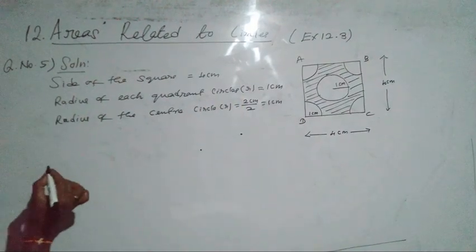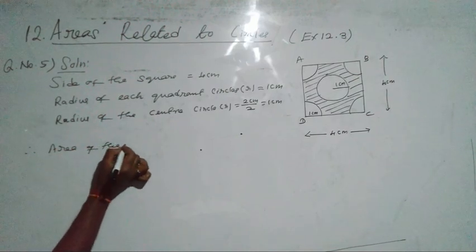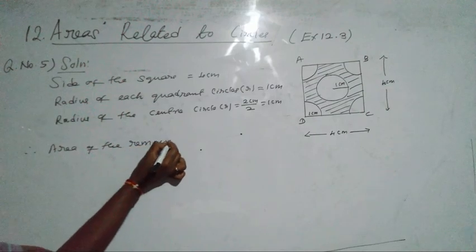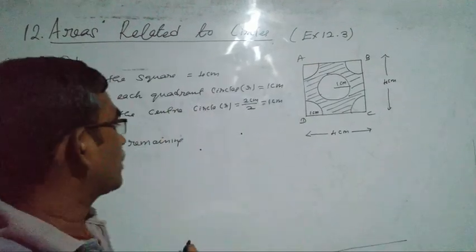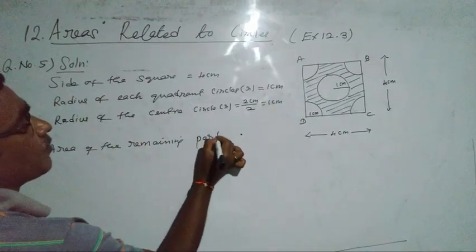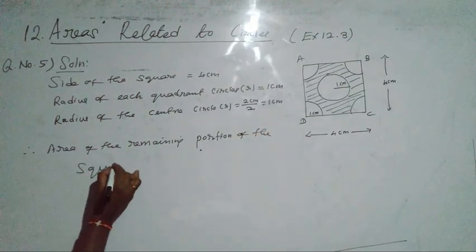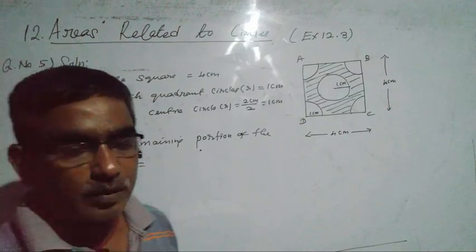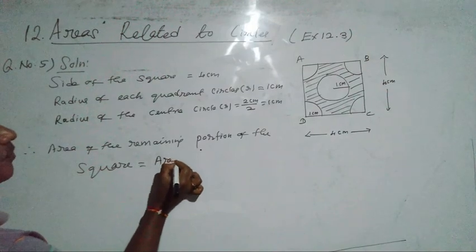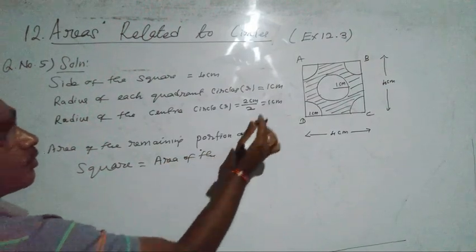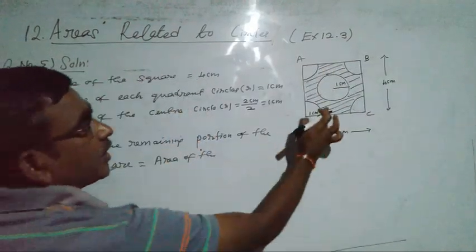Now, what do we want? As per the question, the area of the remaining portion of the square is equal to area of square minus. From the area of the square, the 4 quadrants will be removed and the center circle will be removed. We will get the remaining portion, right?